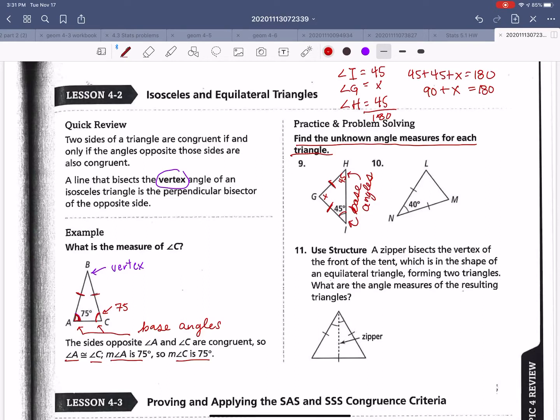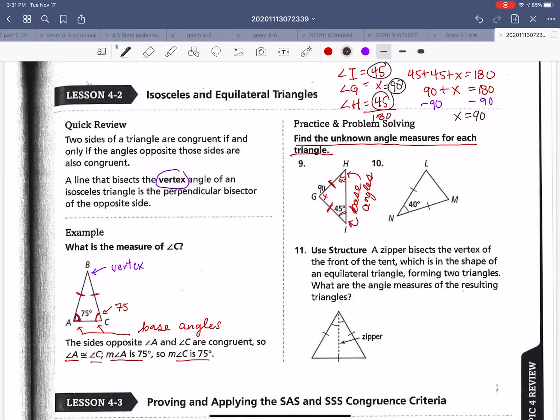Okay, so doing a little bit of algebra here, we notice that X ends up being 90. So that's angle G is 90. So here's the measurements of all the angles.